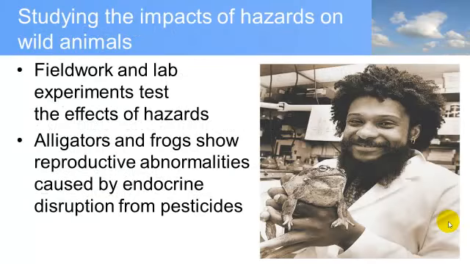Studies on the impact of hazards on animals have involved a lot of field work and lab experiments. Some of the things they've noticed were reproductive abnormalities in species like alligators and frogs, including drops in sperm count, as well as a phenomenon known as feminization, where male members of the species start taking on female characteristics.